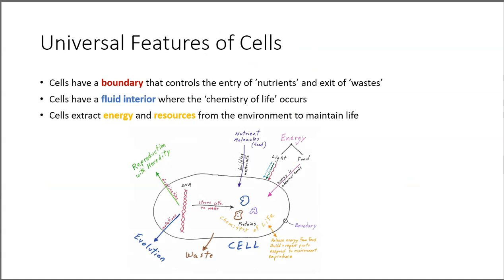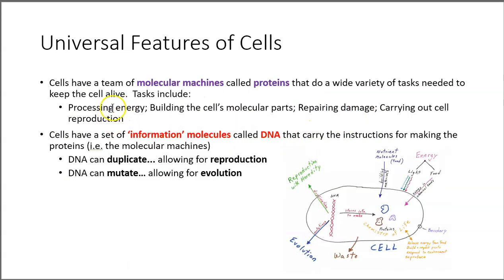So we'll end then with some universal features of cells. Cells have a boundary that controls the entry of nutrients and the exit of waste, and that, of course, is the cell membrane. Cells have a fluid interior where the chemistry of life occurs, the cytoplasm. Cells extract energy and resources from the environment to maintain life. Cells have a team of molecular machines called proteins that do a wide variety of tasks needed to keep the cell alive.